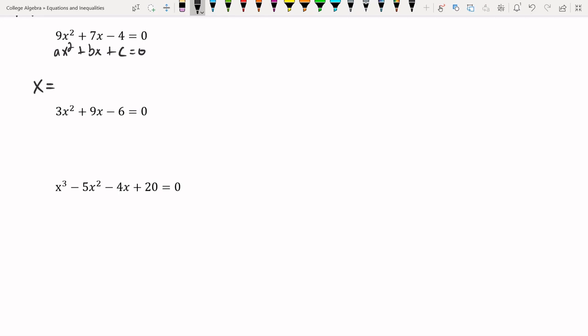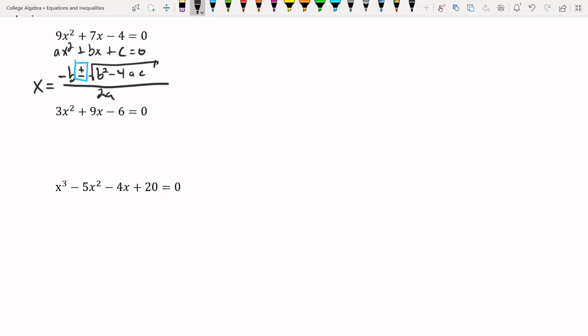It's going to be negative B plus or minus the square root of B squared minus 4 times A times C, all over 2A. So just plug in the relevant parts in there and simplify, and you're good to go. There are 2 answers here because we have a plus or minus right there.